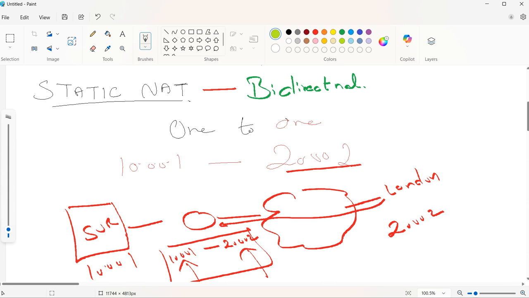Dynamic NAT is slower. Dynamic NAT overloading is faster because it uses the port number along with the IP address. So one address can be used for thousands of translations. We see in practice both static NAT and dynamic NAT overloading in use. Is there any question on these three types of NATing?